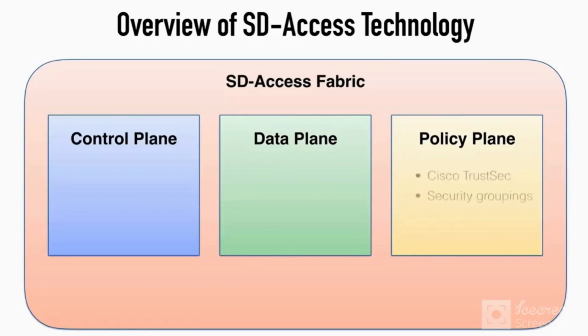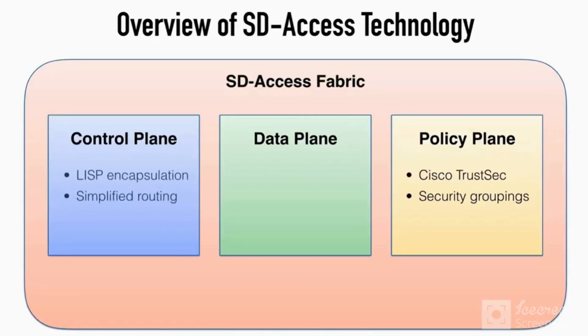The policy plane is based on Cisco TrustSec, which will be covered in depth later in this series. TrustSec helps to create the security groupings that we mentioned earlier, so that policies can be based on identities rather than IP address schemes. The SD-Access control plane is based on the Locator ID Separation Protocol, or LISP for short.